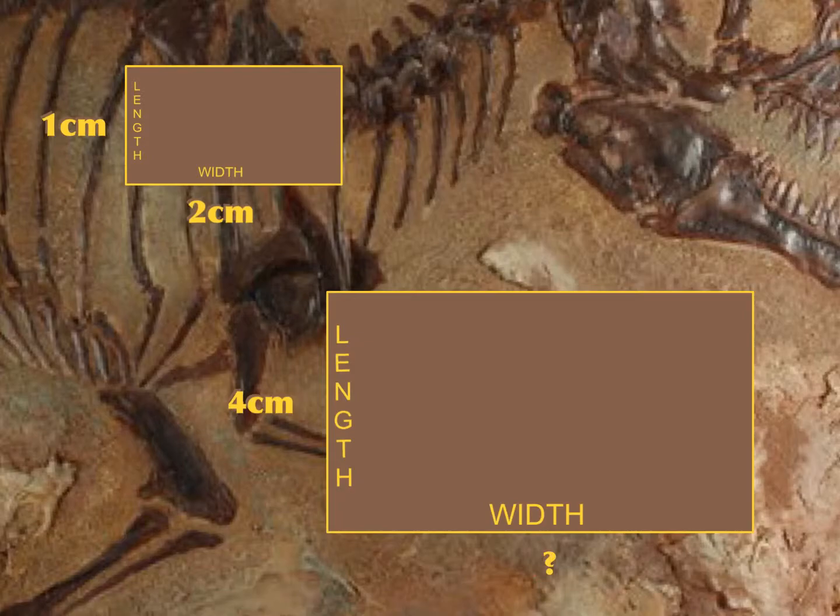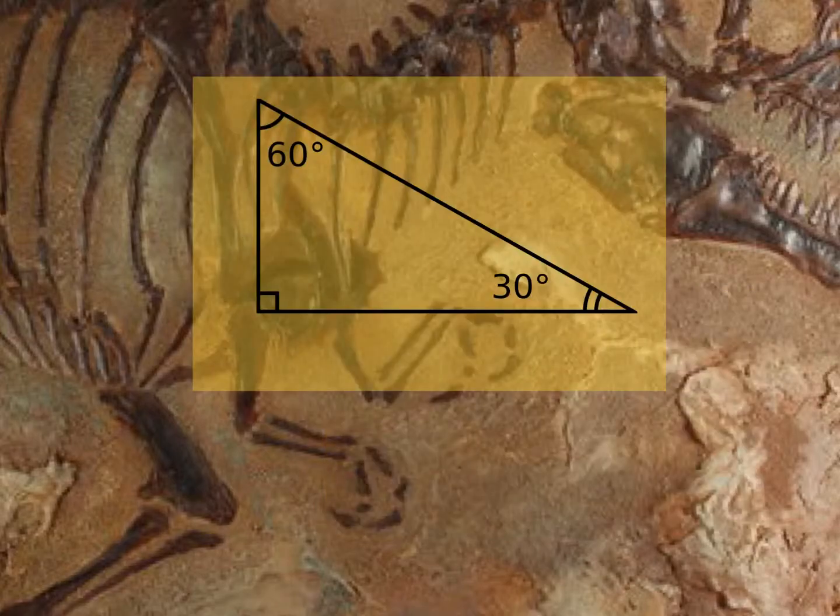The length-width ratio is 1 to 2, or the decimal is 0.5. So, 4 over something needs to equal 0.5 as a decimal ratio. Well, that's got to be 8. So trigonometry is all about right triangles and the ratios of the side lengths.